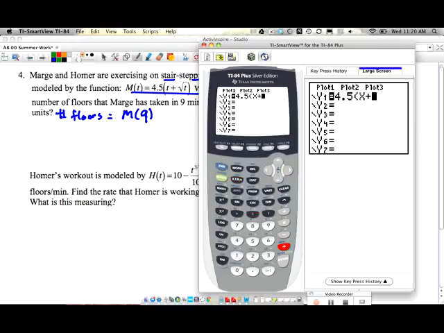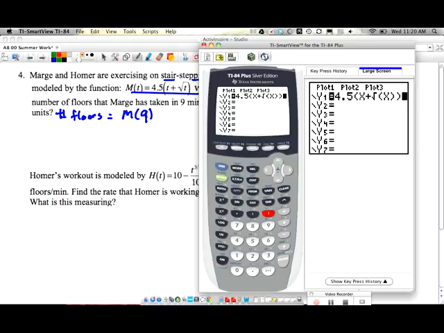The square root button's right here above x squared, so I got to press second and then x squared. And then we put the x there, so I'm going to close that off, and then I got to close it off again because that x goes into the square root, and then we need another parenthesis. Alright, so there is our function.